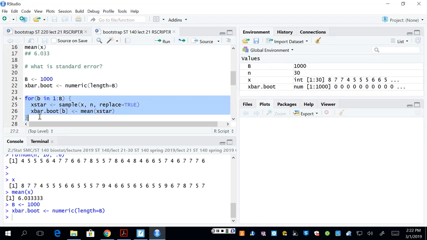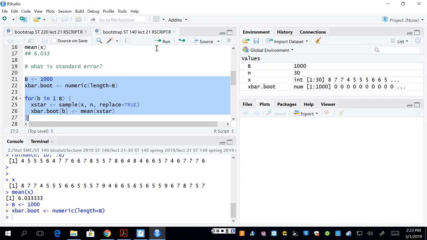In R you can do little loops. This is a loop, called a for loop. There's going to be an index, little b. It's going to start out as 1, and then 2, and then 3, and so on, and it's going to go 1,000 times. Each time it happens, it's going to draw a sample. This is my bootstrap sample, sampling from my data x, n times, 30 times with replacement. That gives me my x star, my sample of data. Then I take the average of that and save it as entry number b in that vector.